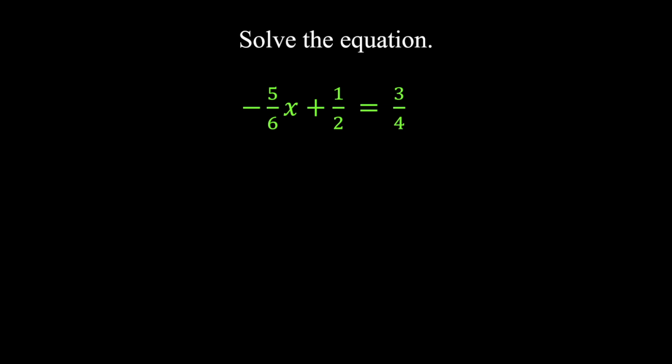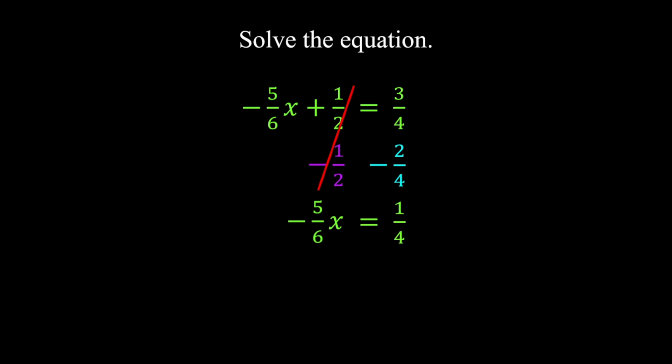To solve this equation, let's isolate x. First, subtract 1/2 from both sides to eliminate 1/2. On the right, to subtract 1/2 from 3/4, we need a common denominator, which is 4. We can rewrite 1/2 as 2/4. And after subtracting, we get 1/4, which equals -5/6x.